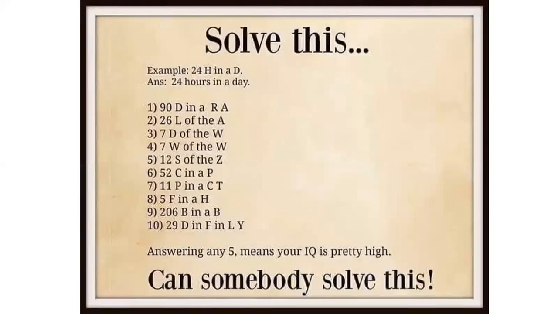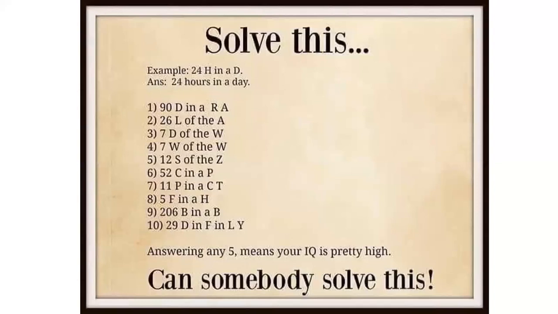As you can see, there are 10 wordings. There is an example also. Let me clarify it first. It says 24H in a D. Each capitalized word has a hidden meaning. For example, H means hours and D means day. Likewise, you need to find all these capitalized words in each sentence.